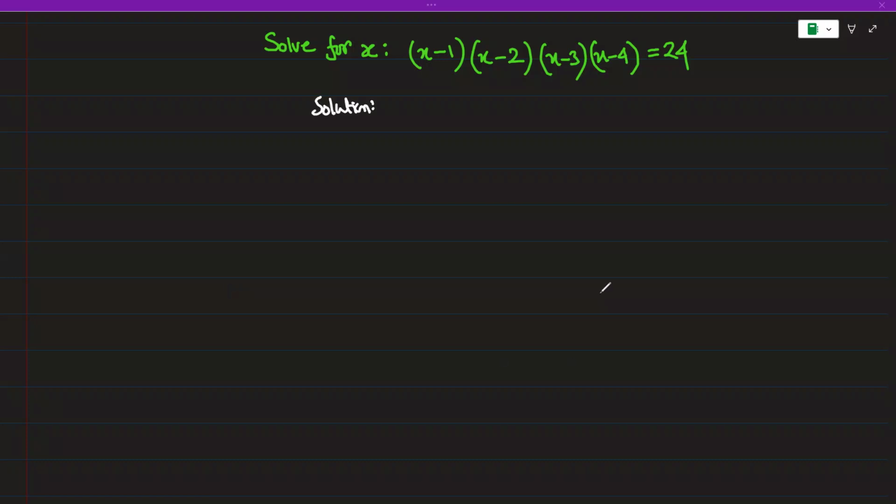Hi, let's solve this question. (x − 1)(x − 2)(x − 3)(x − 4) = 24.